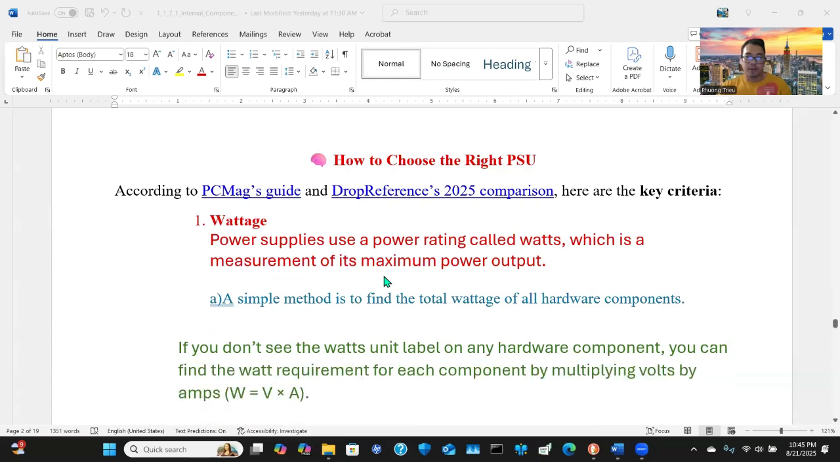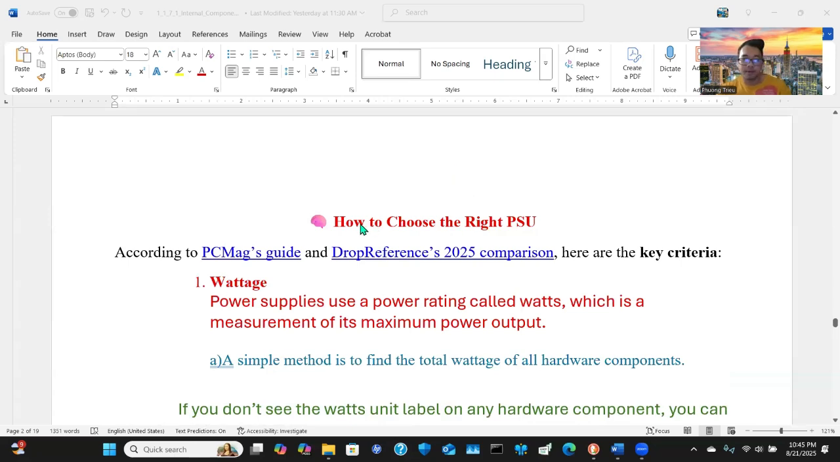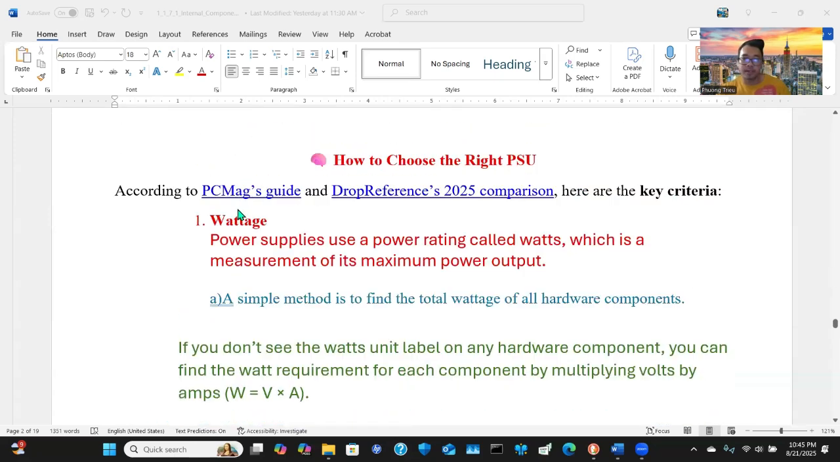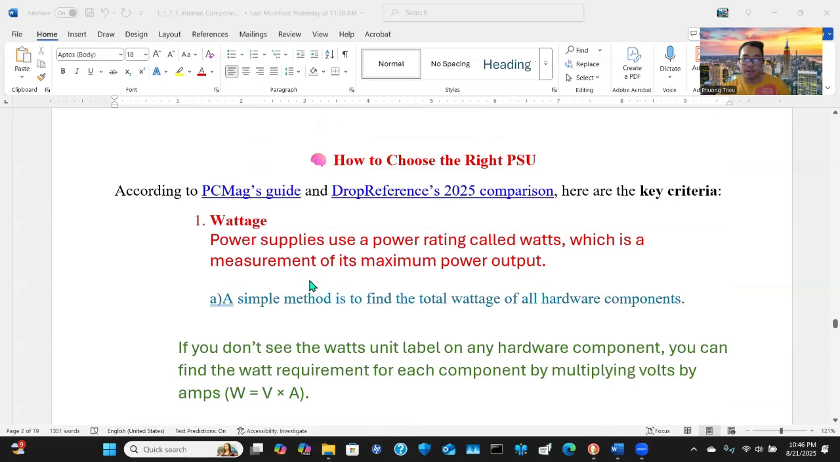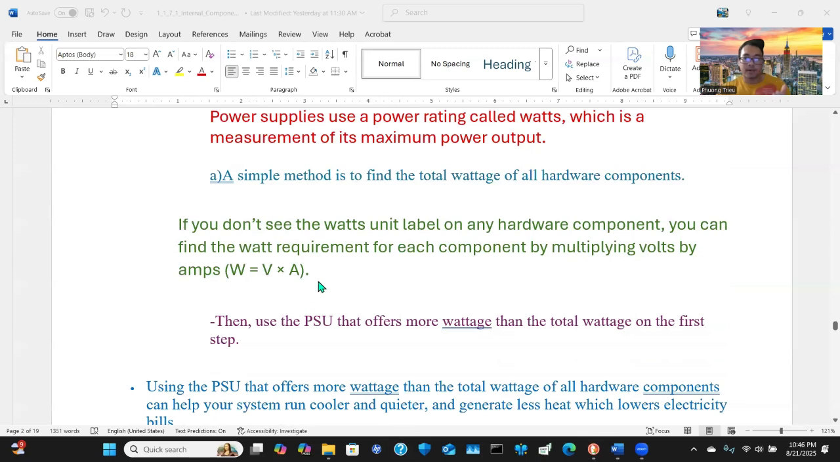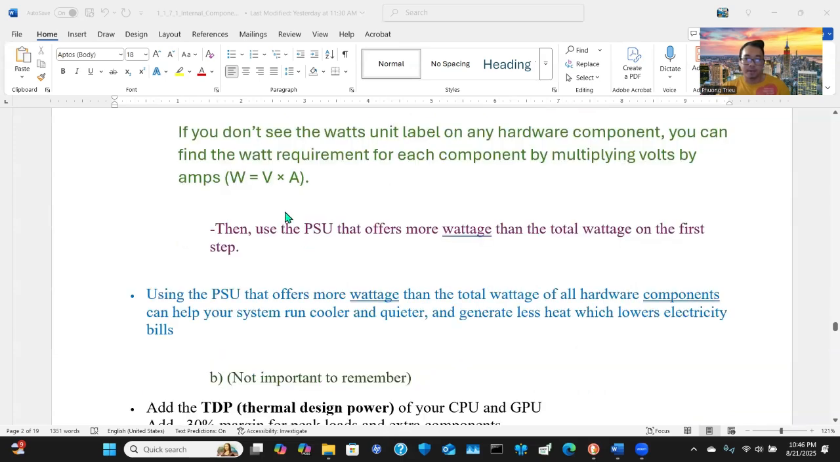So here is how to choose the right power supply unit for your computer. The first step is to examine the wattage. Power supplies use a power rating called watts, which is a measurement of its maximum power output. A simple method is to find the total wattage for the hardware components. If you don't see the watts unit label on any hardware component, you can find the watt requirement for each component by multiplying volts by amps. The formula is W equals V times A. V stands for volts, A stands for amps.